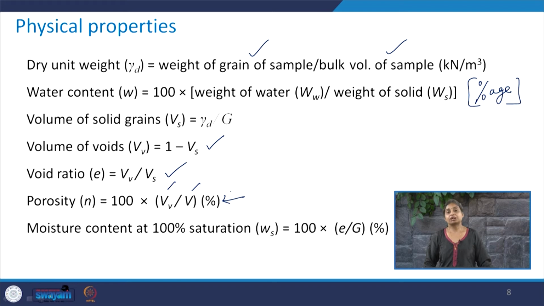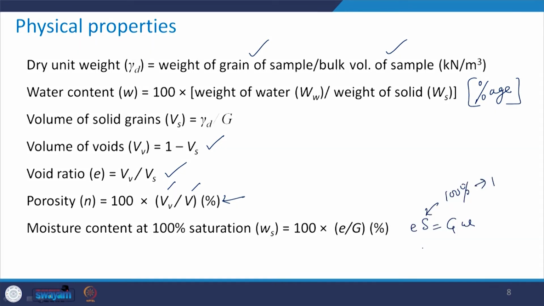And the moisture content at 100% saturation: you know that eS equals Gw. Now, if this S is 100%, this means it is equal to 1. So, therefore, from here you can get this w to be equal to 100 into e upon G. So, that is what it is.